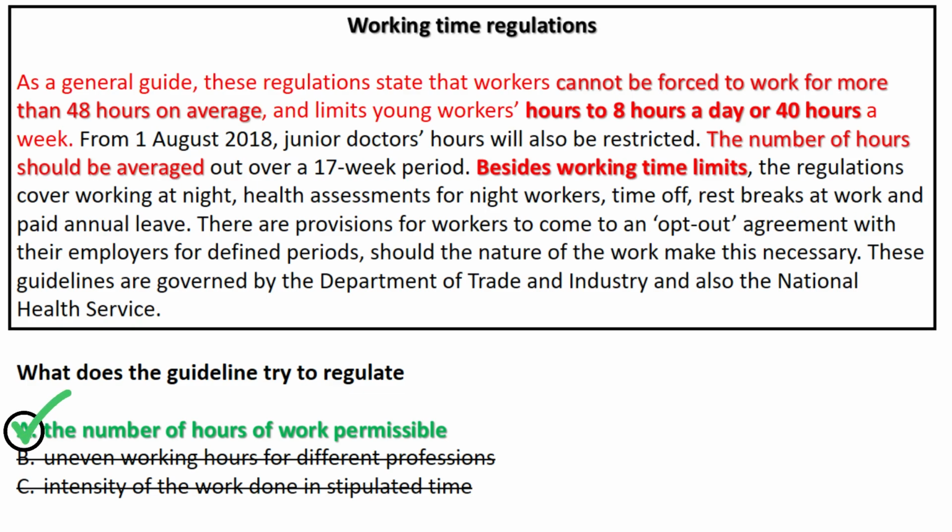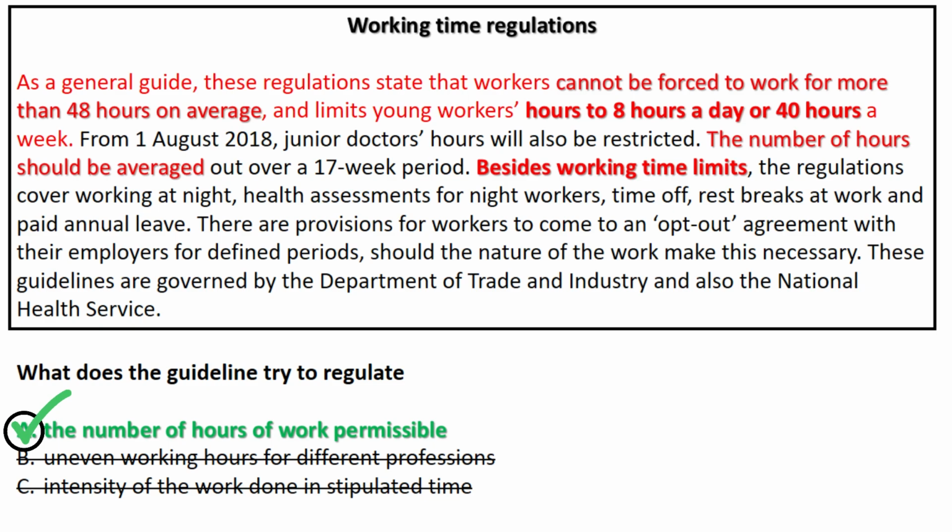B. Uneven working hours for different professions. The paragraph does not mention anything about uneven working hours for different professions. It primarily focuses on the number of hours permissible and the regulations applicable to workers in general and junior doctors specifically. Therefore, option B is incorrect.